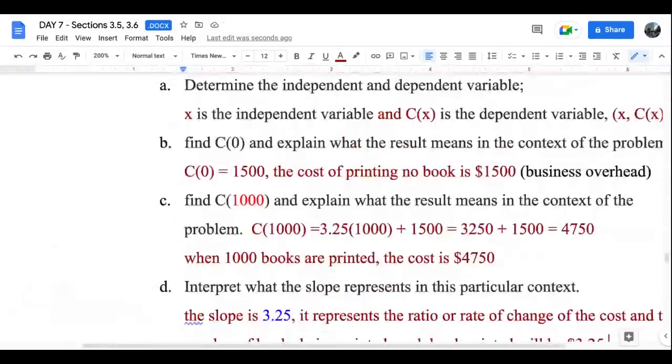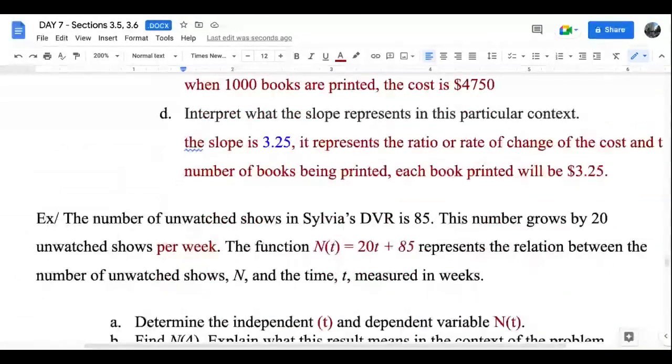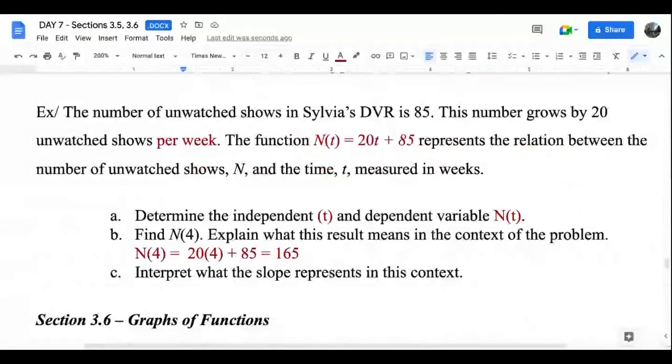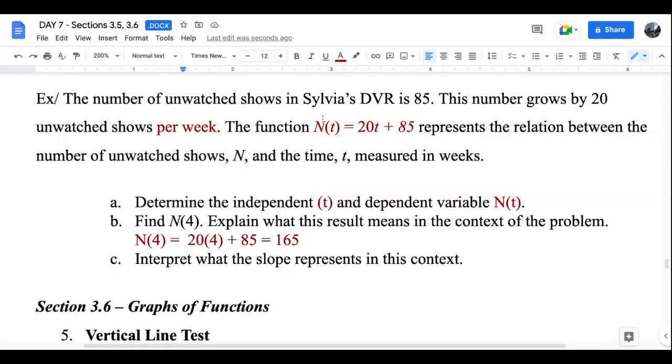Any questions for this? Okay, let's keep moving. Let's see this example. The number of unwatched shows in Sylvia's DVR is 85. This number grows by 20 unwatched shows per week. So each week she gets 20 more new shows.